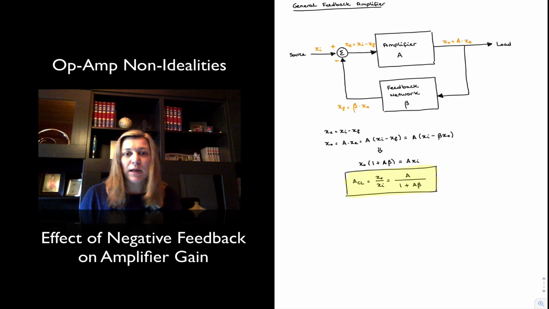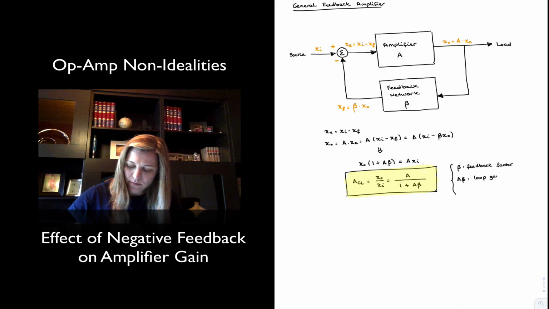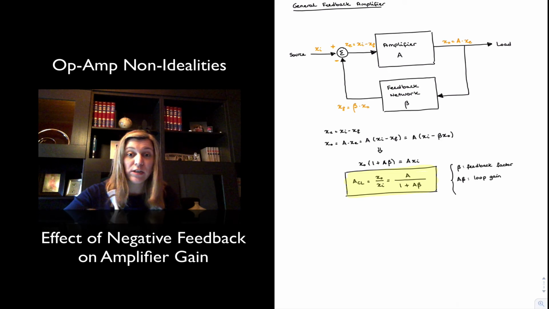And because this quantity, A times beta, appears often in the analysis of feedback circuits and feedback systems, it receives a special name. It's termed the loop gain. And so a little bit of terminology here. Beta is typically referred to as the feedback factor. A times beta is referred to as the loop gain because it is the overall gain as you go through the loop, the product of the gain of the amplifier times the feedback network. And 1 plus A times beta is termed the amount of feedback.